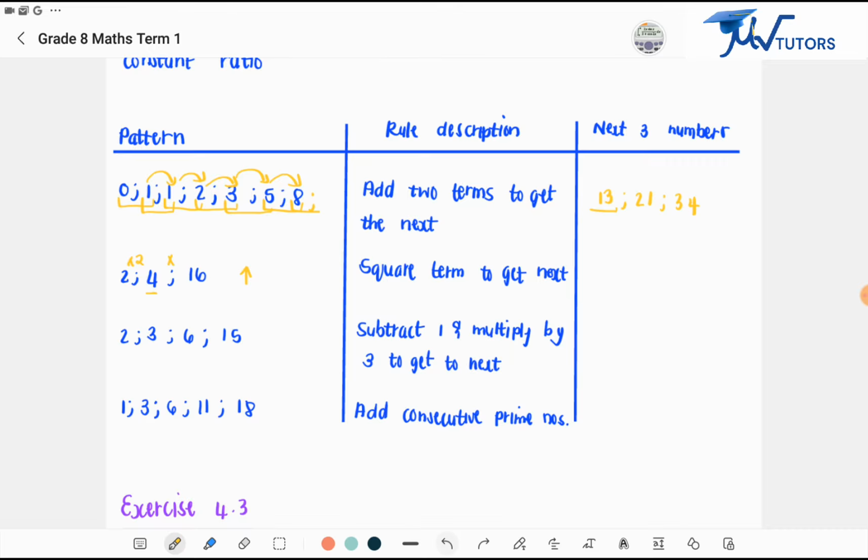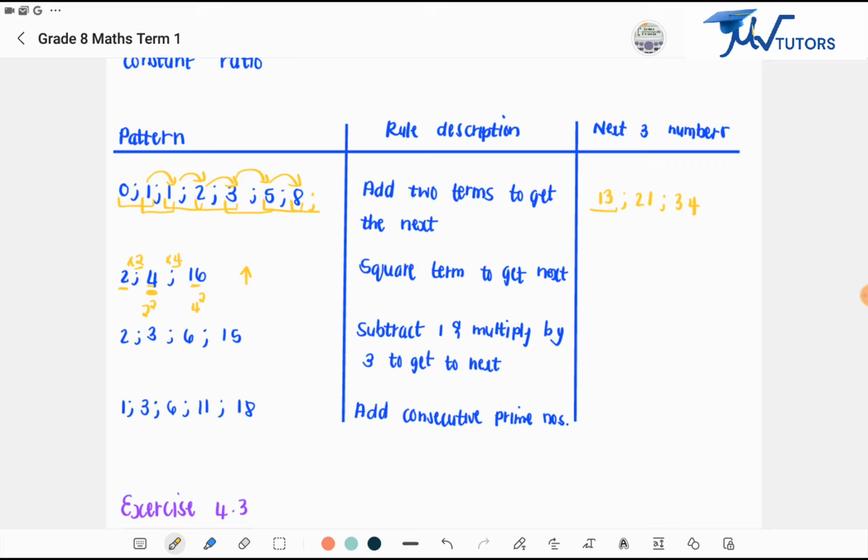What did I need to multiply by in order to get 16? I have to multiply 4 with 4 to get 16. So basically, do you see, I'm multiplying a number by itself to get to the next. So the rule description: you square the term to get the next. Because in order to get 4, I squared the previous term. In order to get 16, I squared the previous term.